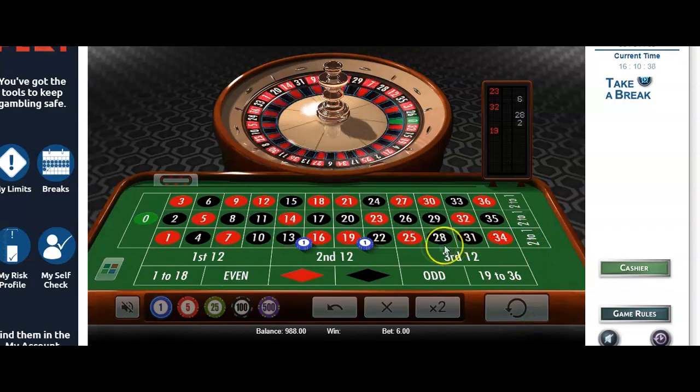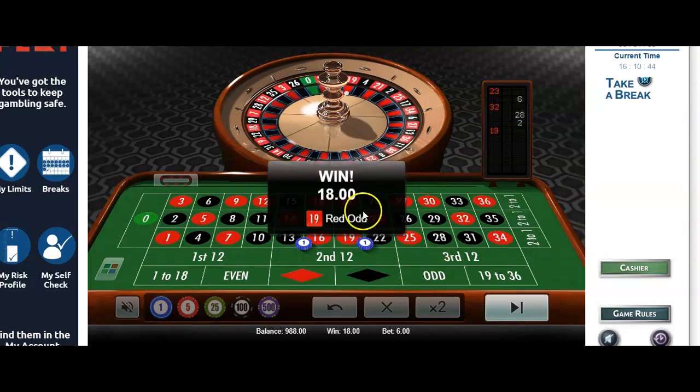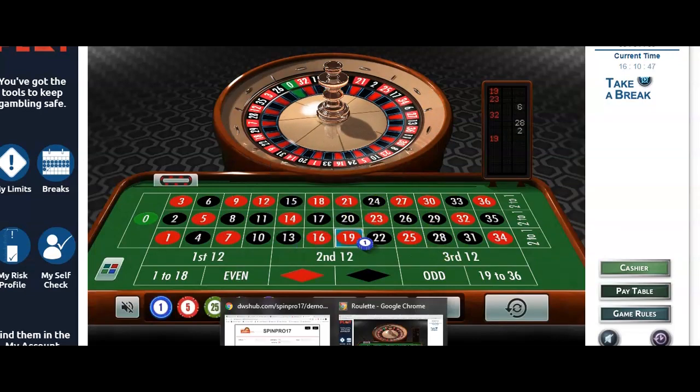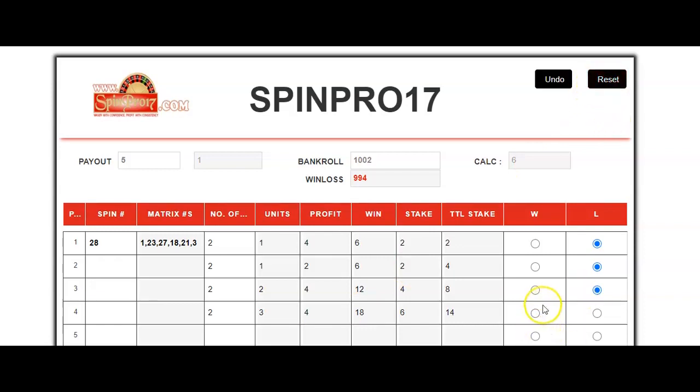I am going to turn a profit. That is for certain, without any hesitation. There we go. Up at 1,006. So what I'm going to do, this is a win.